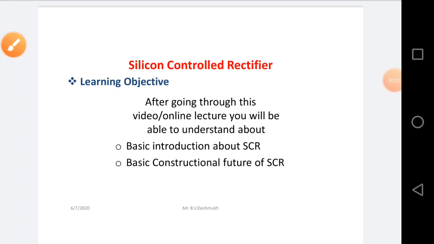SCR, silicon control rectifier. The learning objective of the SCR: after going through this video, you will be able to understand the basic introduction about SCR, where to use SCR, and the basic features of SCR, and second, the basic construction feature of SCR. It means how to make an SCR.